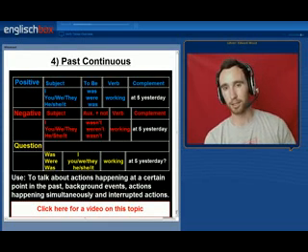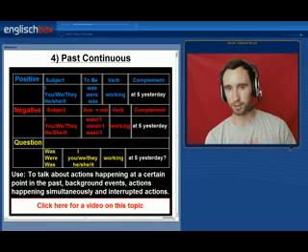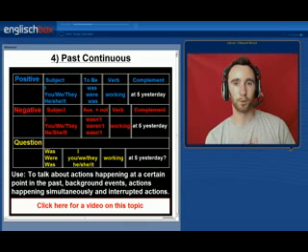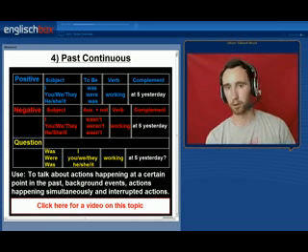The past continuous. Again, a similar structure to the present continuous, but instead of using am, is, or are, we use was and were in the auxiliary. For example, I was working at 5 yesterday. Negative, we make the auxiliary negative, the verb to be. I wasn't working at 5 yesterday.